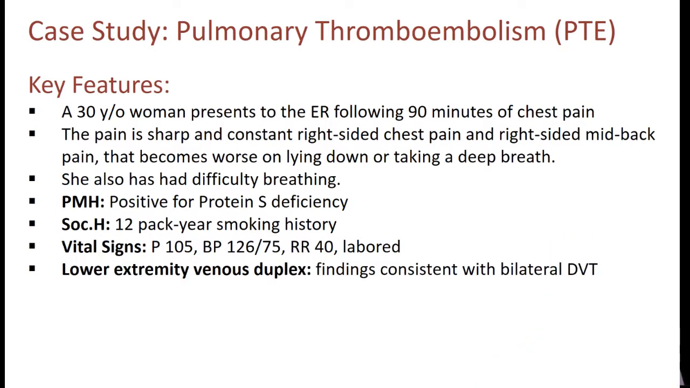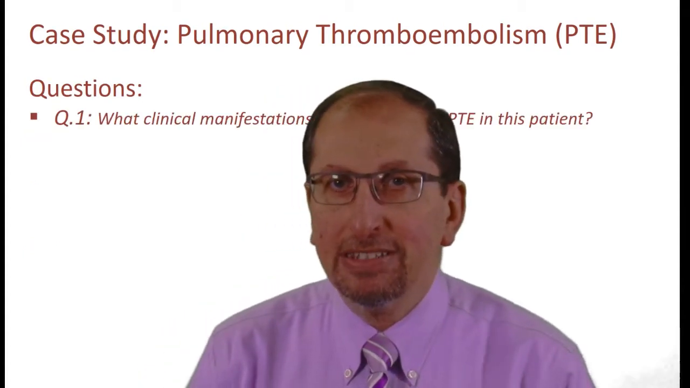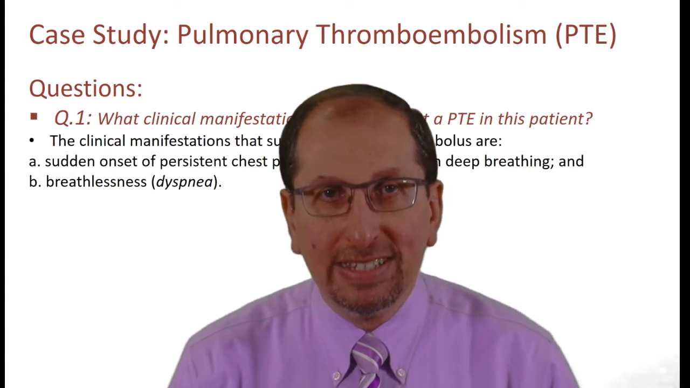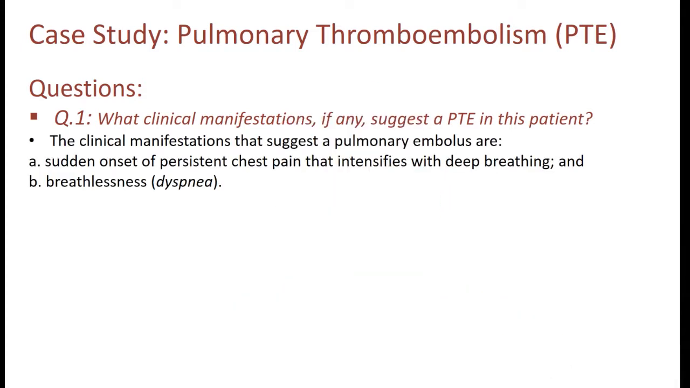Lower extremity venous duplex findings consistent with bilateral DVT. Here we have a positive duplex and suggestive symptoms in a predisposed patient. What more do you need to diagnose pulmonary embolism? Nothing, and you can start treatment right away. So what clinical manifestations suggest pulmonary thromboembolism in this patient? Of course, the sudden onset of persistent chest pain that intensifies with deep breathing, and the breathlessness.